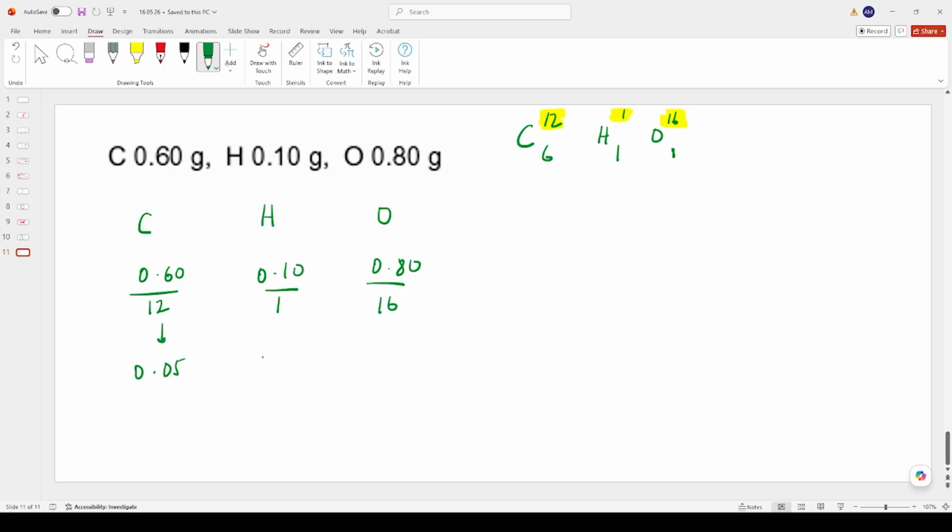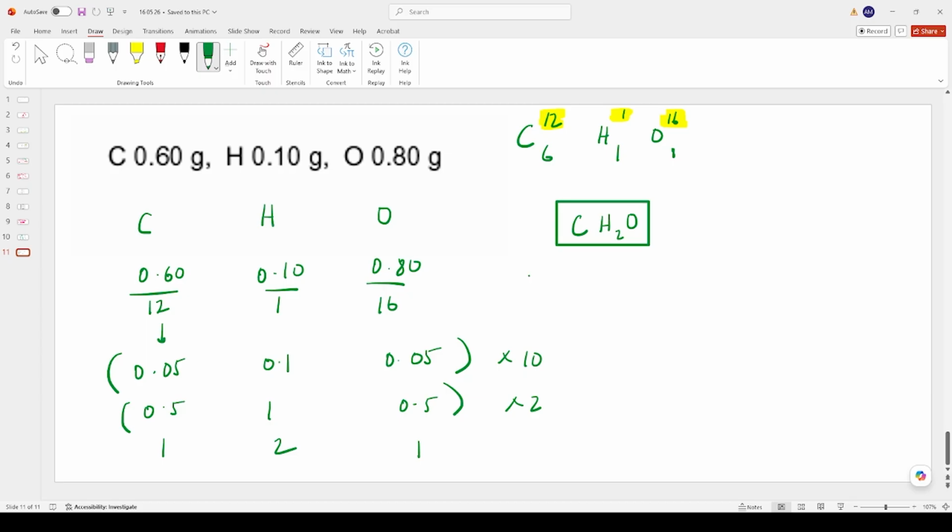What's that? 0.05. So if I want to turn this into a whole number, I should times by 10. And I haven't achieved that yet, so I times that by 10 too. Oh, I times it by 2. Guys, we've made it. Houston, we do not have a problem. We have an answer.